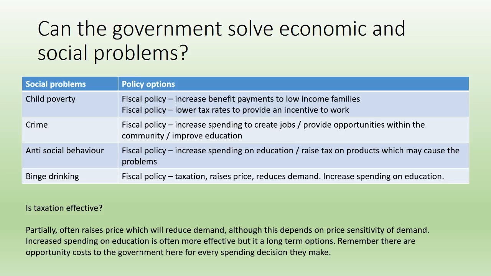And remember, every time the government chooses to spend, there's an opportunity cost. They haven't got unlimited resources. They're not able to spend on everything. They already spend more than what they earn in tax revenue, so it's difficult to increase spending further. Often it might mean tax rises elsewhere, which have negative effects on economic growth.